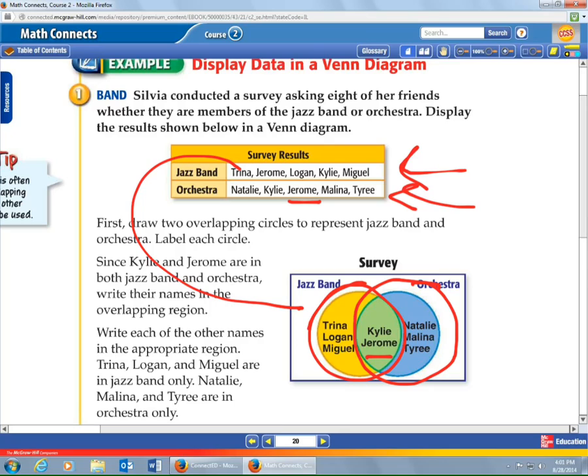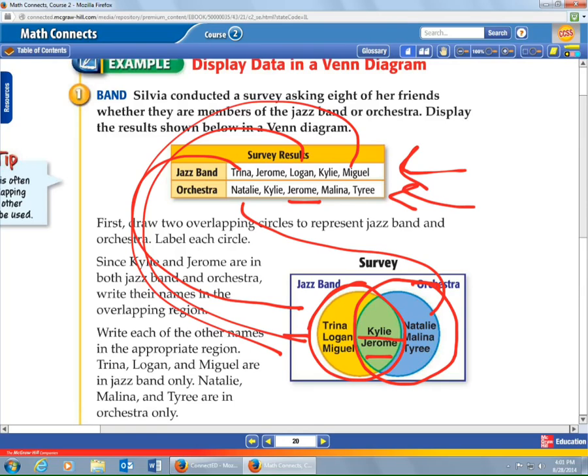So whereas Trina is over here only, Jerome is in the middle. Now if we have Logan, Logan also is only in jazz band. Miguel is only in jazz band, but Kylie, again, Kylie is going to be in the middle. Now let's go to orchestra. Natalie is in the orchestra. Kylie's in the orchestra, but she's already here in the blue orchestra circle. Jerome is also right there with Kylie. Melina is over here in orchestra, and Tyree is in orchestra.